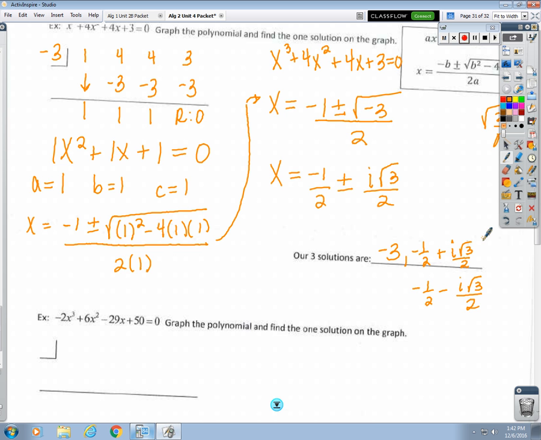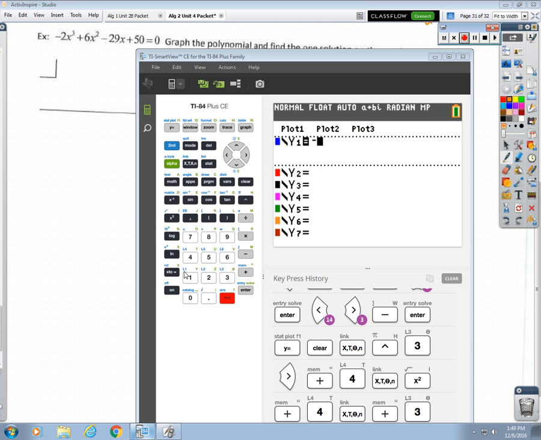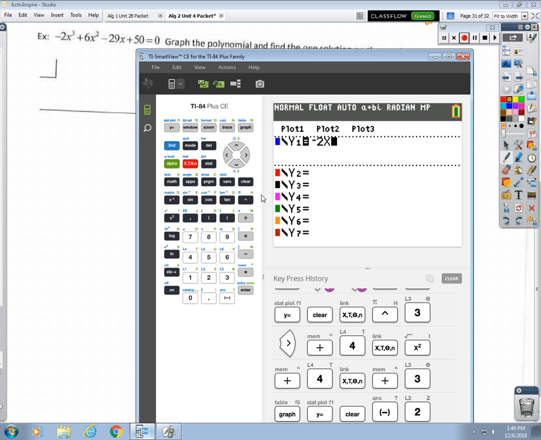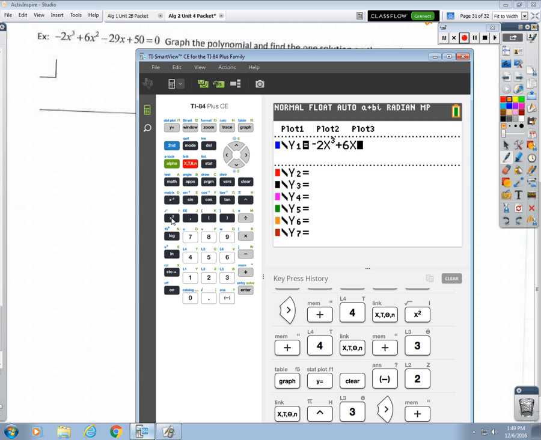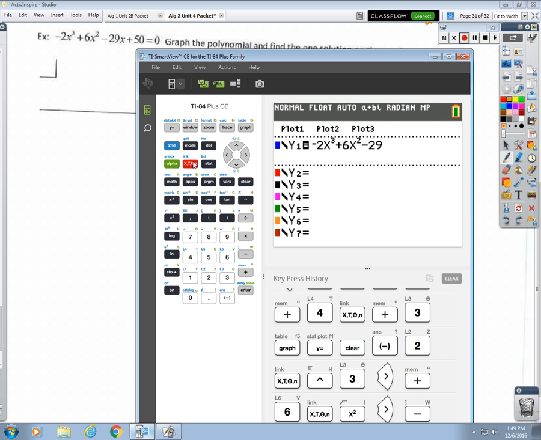Now those are kind of uglier than the ones we did before, so I'm not going to take the time to plug those in, but you could. You would just have to use N over D. Okay, why don't you go ahead and get started on the next one by yourself and see how far you can get it. Negative 2x cubed plus 6x squared minus 29x plus 50.